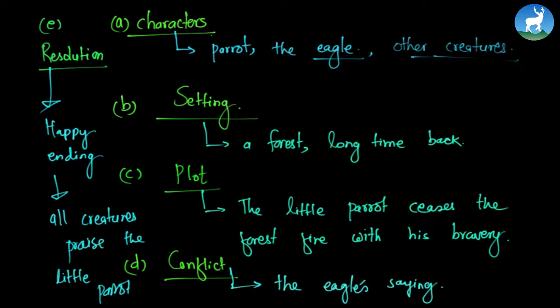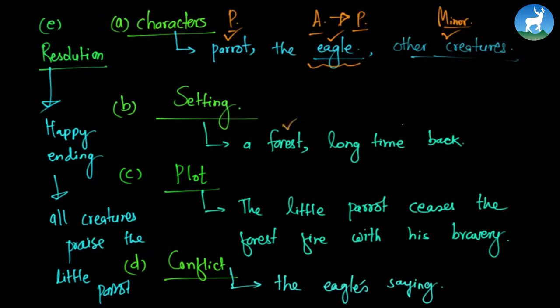All creatures praise the little parrot. Now, so who are the characters? The parrot and the eagle. Parrot is our protagonist. Eagle behaves like an antagonist in the beginning of the story. Later he turns as a protagonist also. So there seems to be a shift in his character. So that's why the eagle is called a round character. And other creatures, these are minor characters. They do not play much significant role in the story.